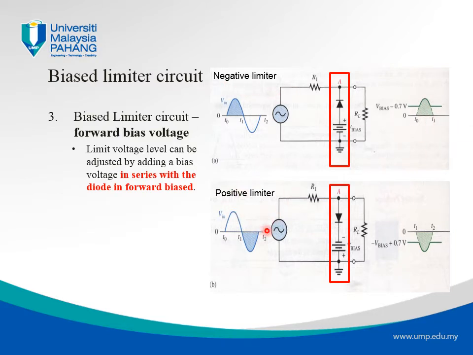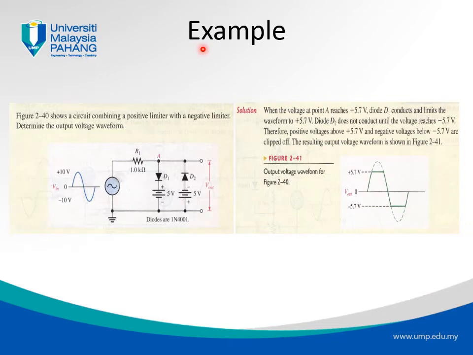As for the positive limiter, it's the same thing. If we add the bias in forward bias, it means we now have the negative side connected to the cathode. So again, the same thing happens. The clipped or eliminated part will now be added with the bias, so we have minus V bias plus 0.7. So we observe the same kind of waveform, but in the positive limiter, only the negative part can be seen. Right?